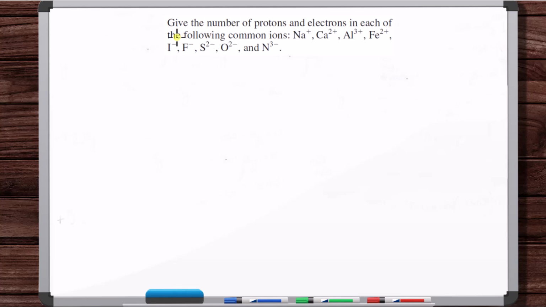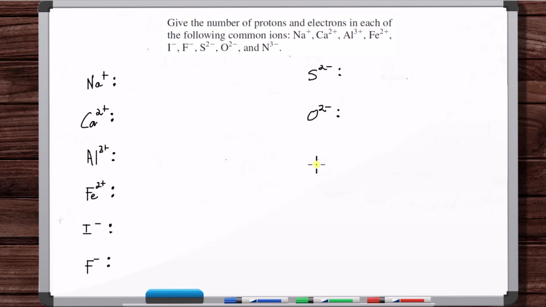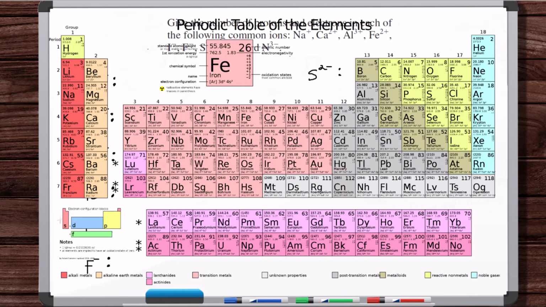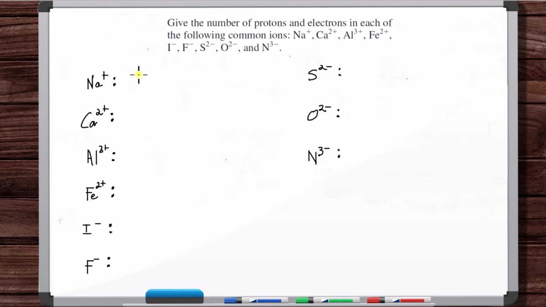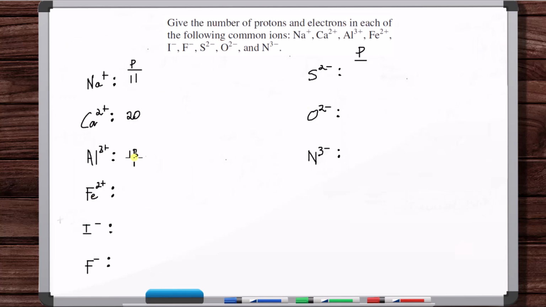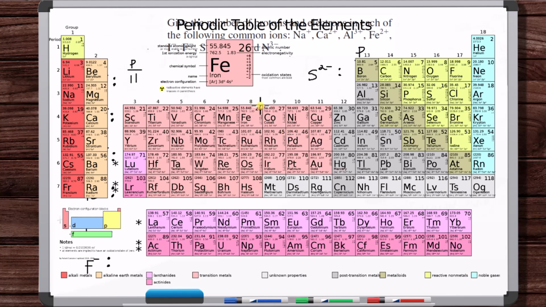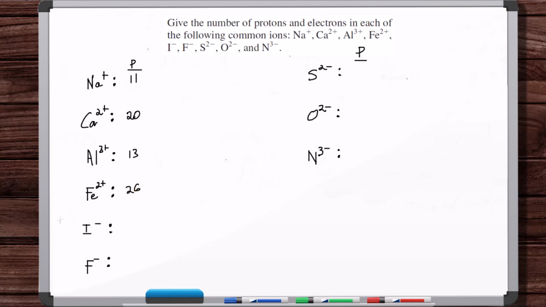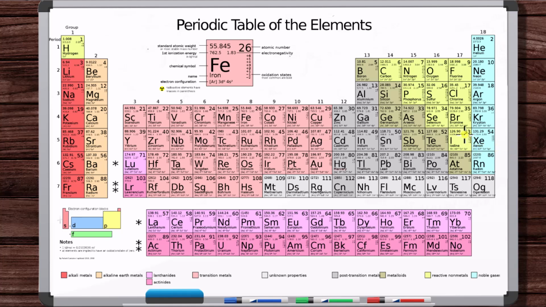Give the number of protons and electrons in each of the following common ions. Okay, so for each of these, we just look up its atomic number. That's the number of protons. Right, so let's do this. For the protons, let's just go look up the atomic number. Na is 11. So this is going to be the protons. Calcium, 20. Aluminum, 13. Iron, 26. Iodine, 53.